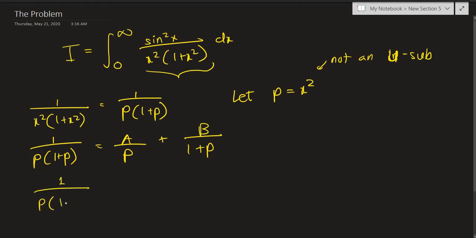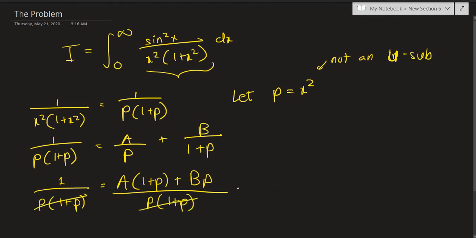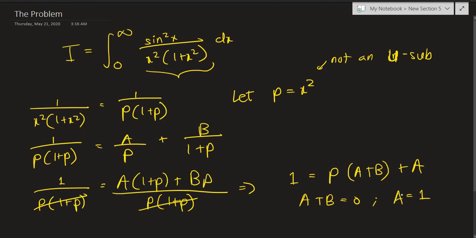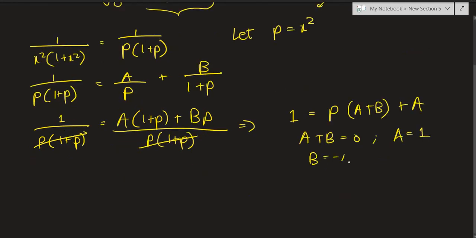Fine, let's cross multiply now. We have 1 divided by p times 1 plus p equal to a times 1 plus p plus b times p, divided by p times 1 plus p. The denominators cancel out. This gives us 1 equal to, grouping all the p terms, p times (a plus b) plus a. P can be treated as a variable. Since there are no terms with p on the left, the coefficient of p should be 0. So a plus b should be 0, and the only constant we have, a, should equal 1, for the equality to be satisfied. So a equals 1, and b equals negative a, so b is negative 1.